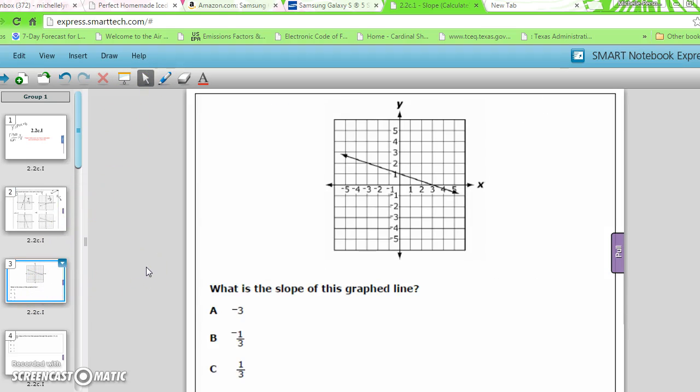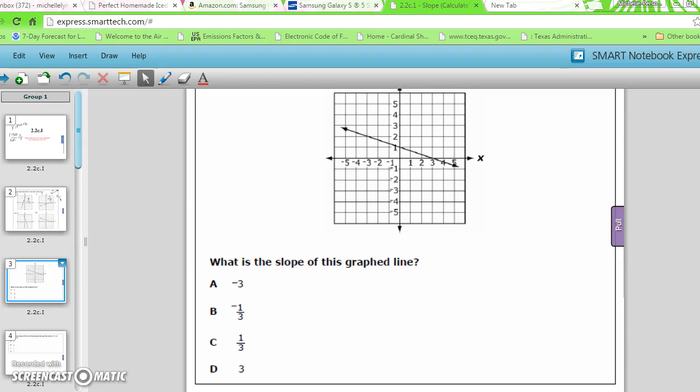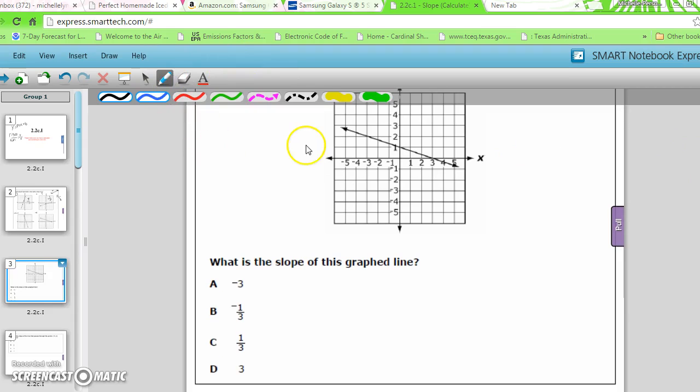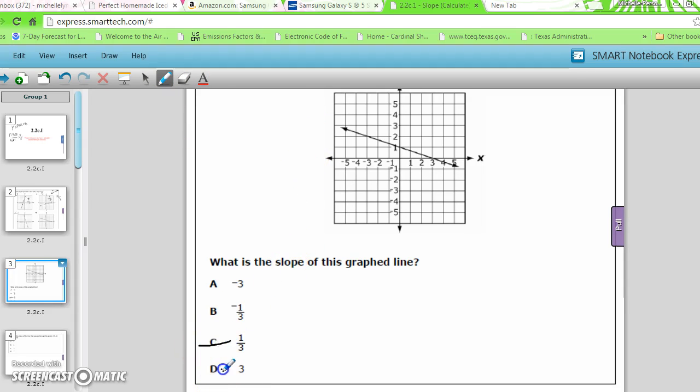What is the slope of the graphed line? Once again, is this a positive or a negative line? Because we can get rid of 2 answers. It's negative, so we're going to get rid of C and D. Now, is this going up 3 boxes over 1, because remember, whole numbers are over 1, or is it going up 1 box over 3?